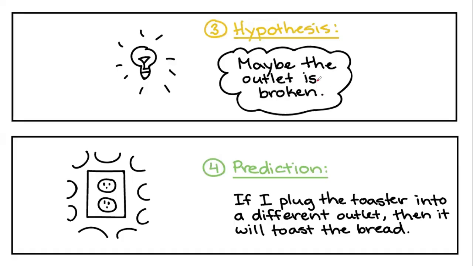In this case, let me pick that maybe the socket is broken. Okay, so that's your hypothesis. You're trying to explain why the toaster is not working. And then you make what we call a prediction. So if I plug this toaster into another socket, will the toaster be able to toast that bread, or will it still not work? So that's the prediction. Then you carry out the experiment.